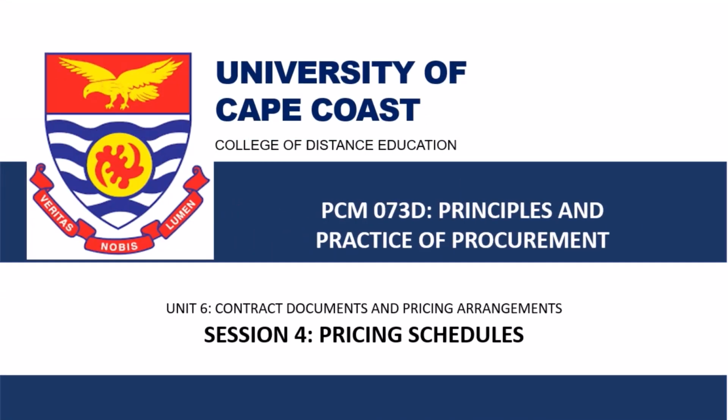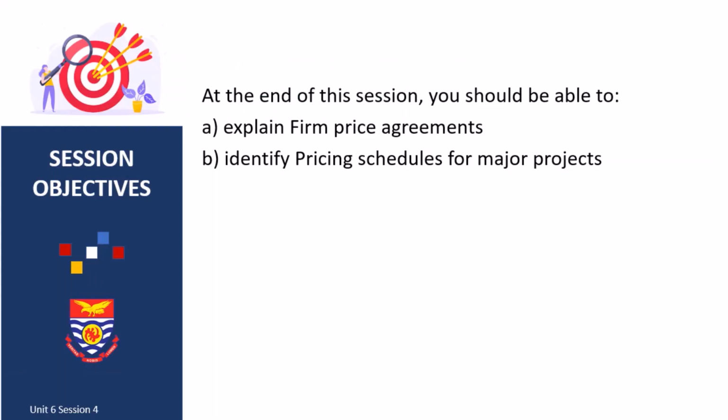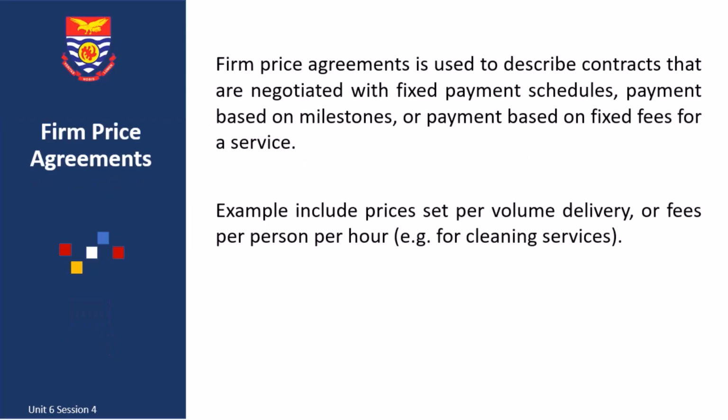Principles and Practice of Procurement. Unit 6. Contract Documents and Pricing Arrangements. Section 4. Pricing Schedules. In this section, we are going to look at pricing schedules, specifically firm price agreements and pricing schedules for major projects. At the end of this section, we should be able to explain firm price agreements and identify pricing schedules for major projects.